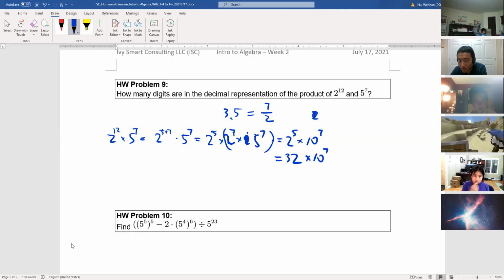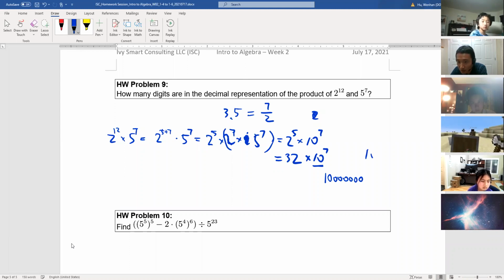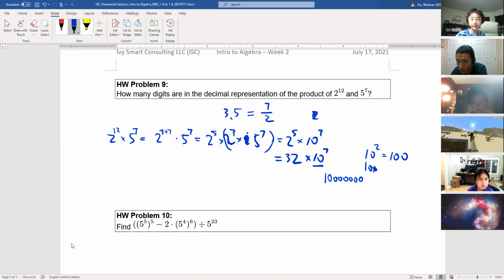Having 10 to the 7th power here, we can easily find how many digits there are. This is just 1, and we have 7 zeros behind that. 10 squared is 100, we have 2 zeros. And 10 to the 3rd is 1000, we have 3 zeros. 10 to the 7th, we have 7 zeros here.